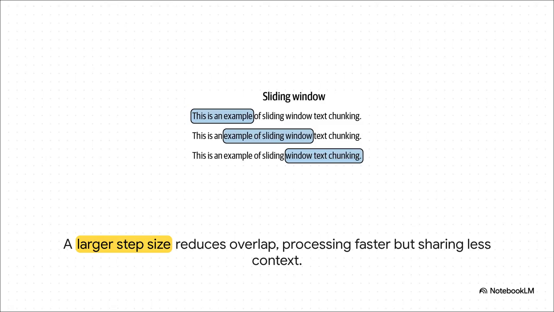And here's the other side of that coin. With a larger step size, the window jumps forward much farther. You have less overlap, which means the whole process is way faster. But you also run a higher risk of losing important connections between those chunks. So you have to decide what's more important for your project, raw speed or pinpoint accuracy.